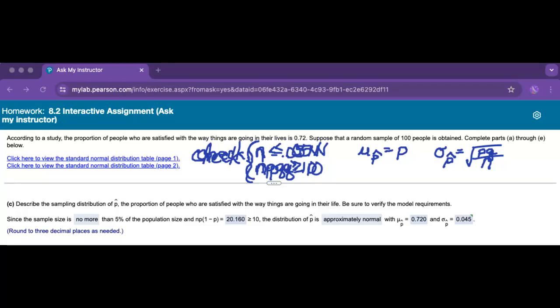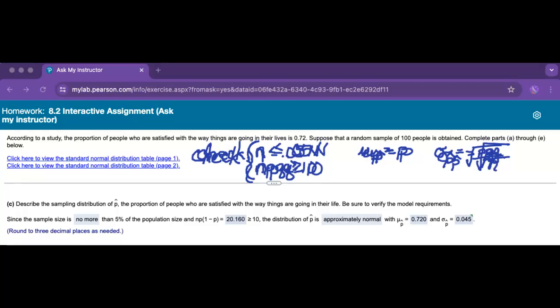Then once you see that it satisfies that, the mean of a p-hat distribution is the same thing as the probability of success. And the standard deviation of a p-hat distribution equals the square root of P times Q divided by N. So that's what we're doing here in part C.